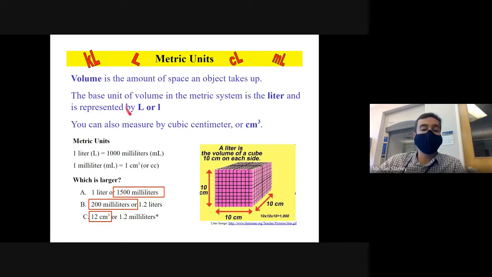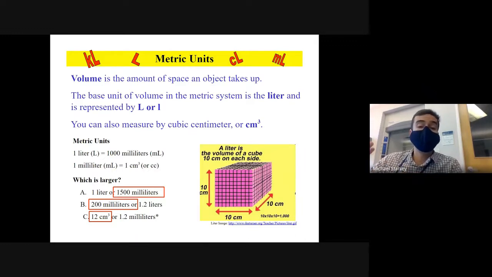So liter is usually represented by either a big L or a little l. I like using the big L because it helps to distinguish it from the number 1, because an L and a 1 can sometimes look really close to each other. So these are the base unit. They're also used a lot for liquid units. So we normally measure how much liquid is in something by liters.